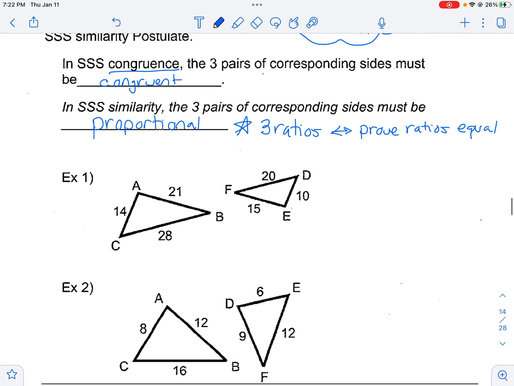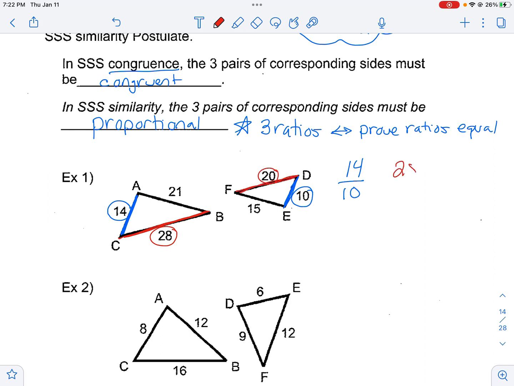For example, on triangle ABC, the smallest side is 14. Well, I'm going to pair that up with the smallest side on triangle DEF. So I'm going to pair that up with 10. And I'm going to write a ratio, 14 over 10. Then I'm going to find the biggest side. Well, the biggest side on the first triangle is 28. I'm going to pair that up with the biggest side on this triangle, which is 20. And I'm going to write a ratio in the same order, 28 over 20.